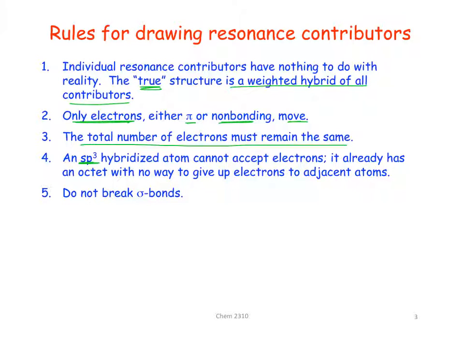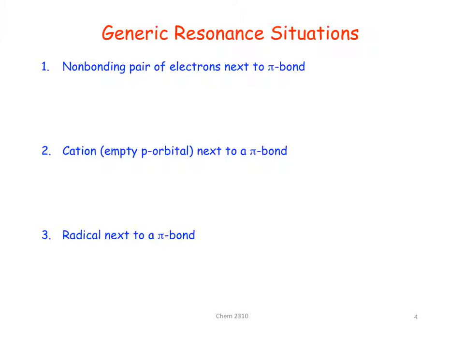sp3 hybridized atoms cannot accept electrons, because they already have an octet of electrons. And the last thing is we can never break sigma bonds when we have resonance contributors. We just break pi bonds to make single bonds. All right, so let's look at a few scenarios when we have resonance.